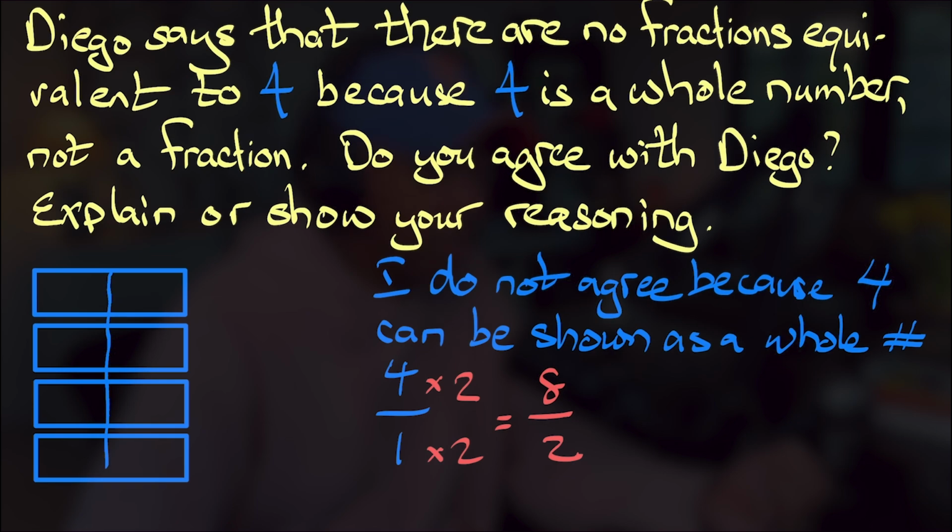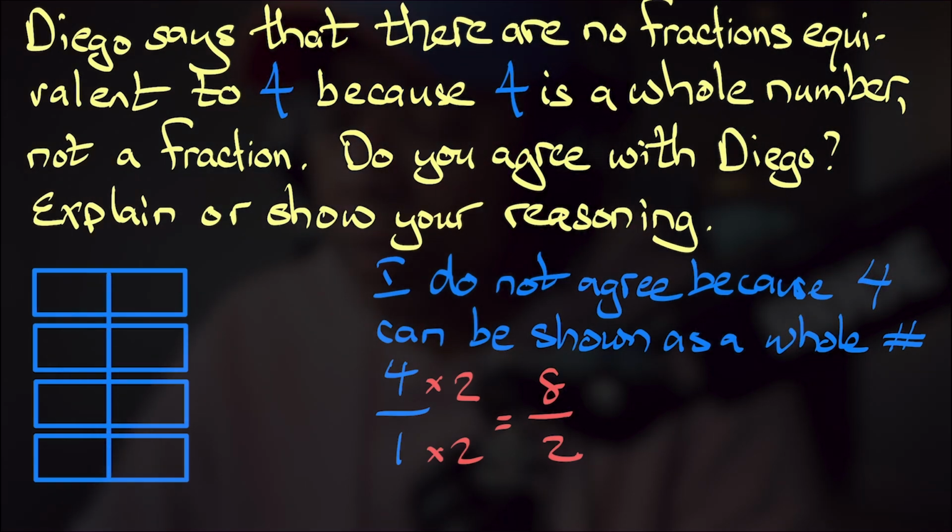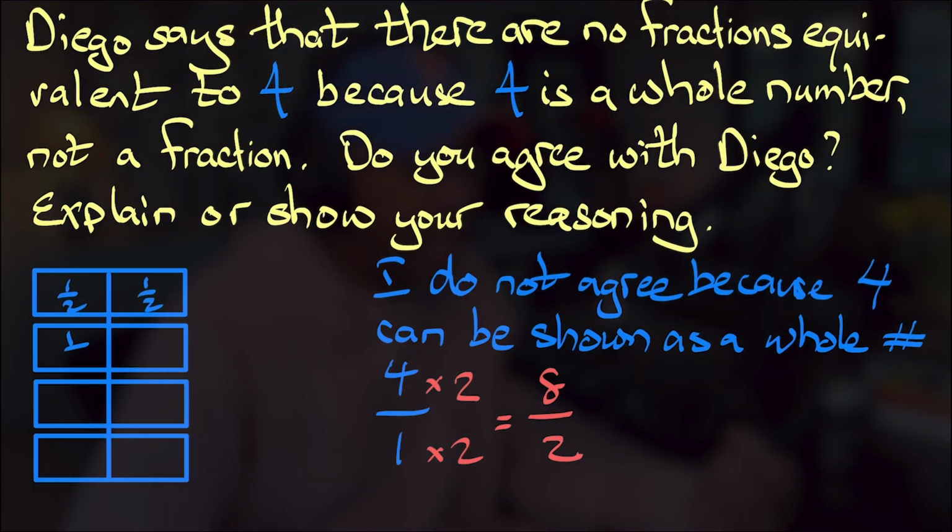Well, I do not agree because 4 can be shown as a whole number 4 over 1. And if I multiply 4 over 1 by the factor of 2, the numerator and the denominator, I get 8 halves. And you can see here, if I divide my 4 wholes into separate halves, I have 1, 2, 3, 4, 5, 6, 7, 8 halves, which is 8 over 2. This proves that 4 over 1 is a fraction. 4 wholes is a fraction.